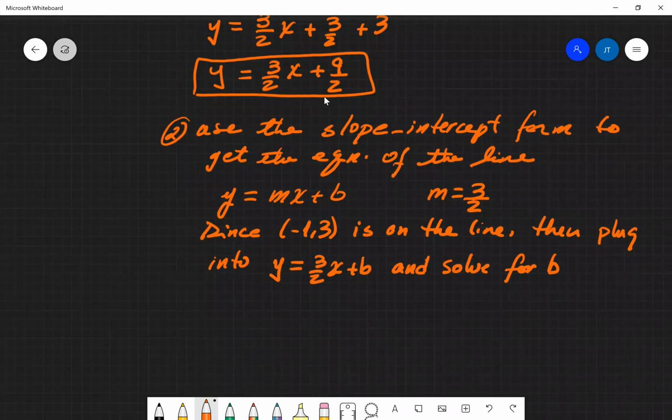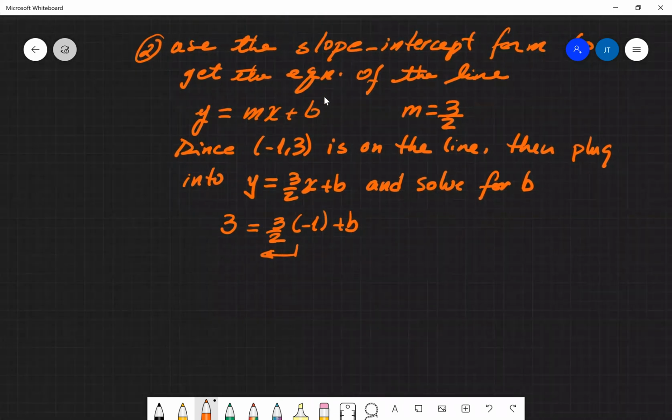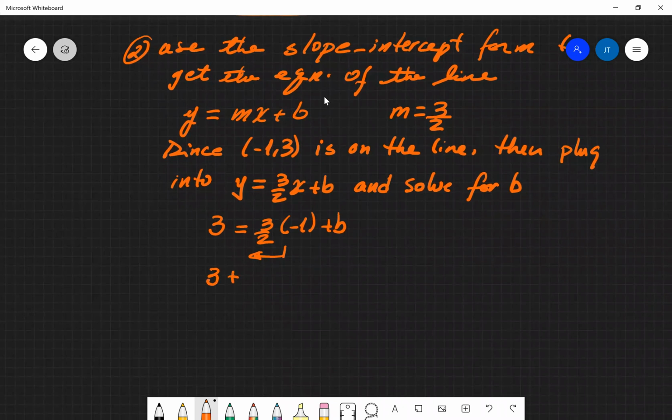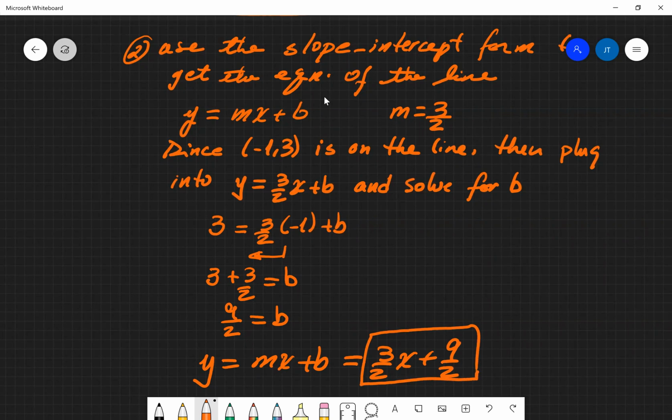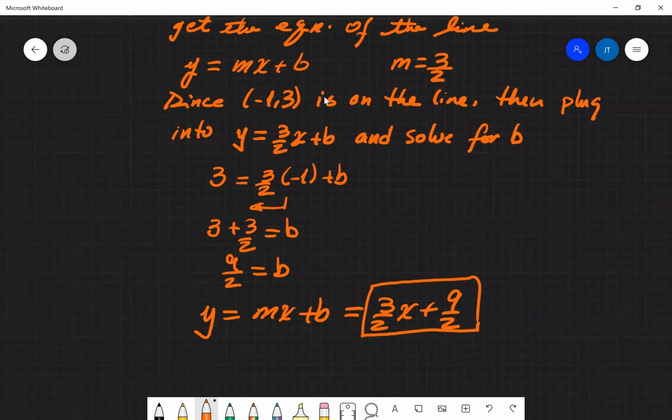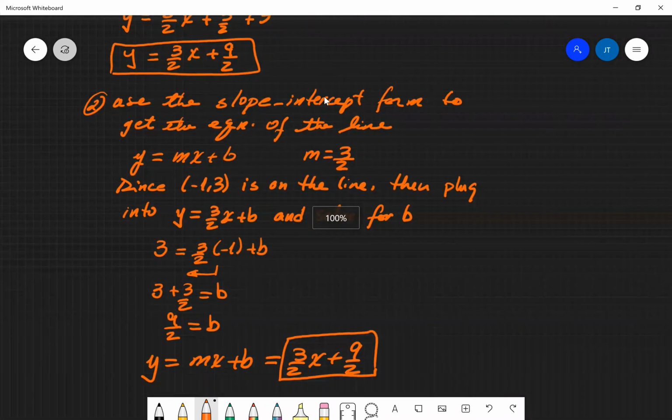So let's do it. 3 equals 3/2 times -1 plus b. Bring this over. So we have 3 + 3/2 = b, or 9/2 = b. Now we can rewrite the equation: y = mx + b = 3/2 x + 9/2. That is the equation of the line. Obviously, we have to get the same equation.